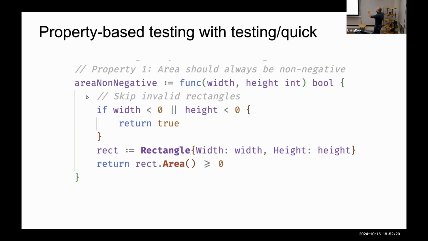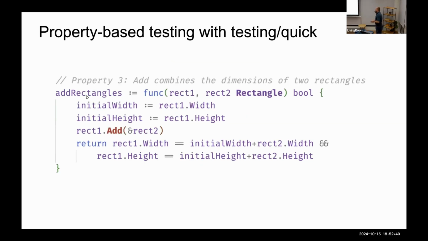So area should always be non-negative, right? So this is what you want. And you define a function which is basically a predicate, takes some parameters and returns a Boolean value. And inside, you say whether or not for this input that property holds, right? And for example, here we have different types for the rectangle, right? So it's very similar. You want to tell the property what you expect to happen, right?